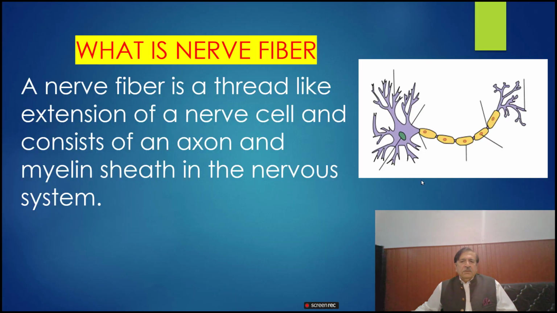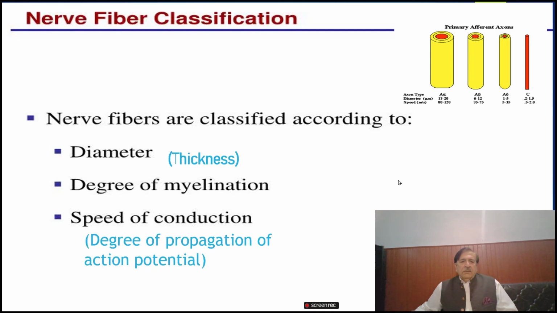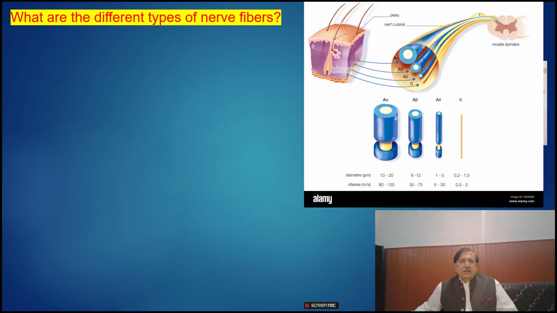A nerve fiber is a thread-like extension of a nerve cell and consists of an axon and myelin sheath in the nervous system. This is a thread-like structure which is wrapped by the myelin sheath. Nerve fiber classification: nerve fibers are classified according to diameter, degree of myelination, and speed of conduction. Speed of conduction means the rate of propagation of the action potential.